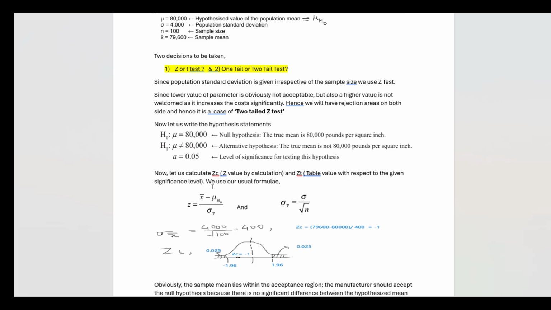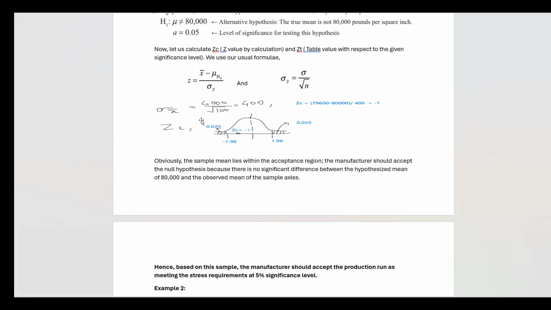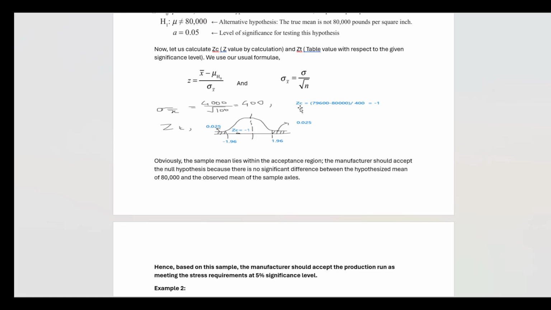So Z, the formula we all know, is x bar minus mu H naught upon sigma x bar, and sigma x bar is sigma upon root n. So sigma x bar is 4000 upon square root of 100. So you will get 400, and Z calculated will be x bar, 79,600, minus 80,000, divided by 400. So Z calculated is -1.